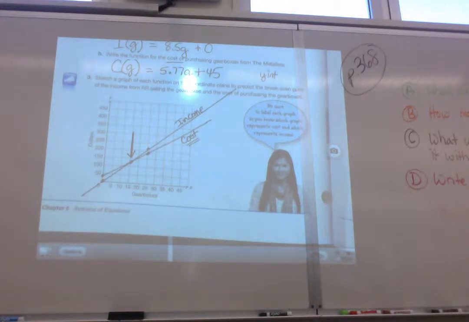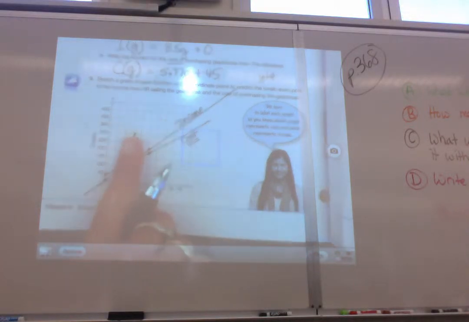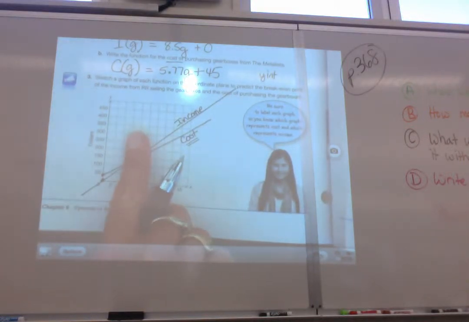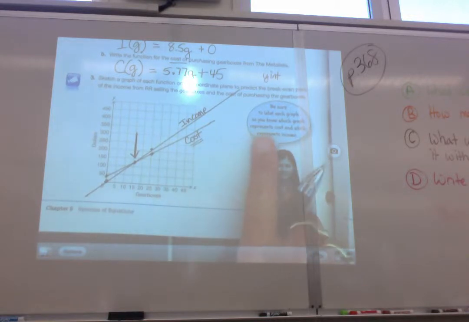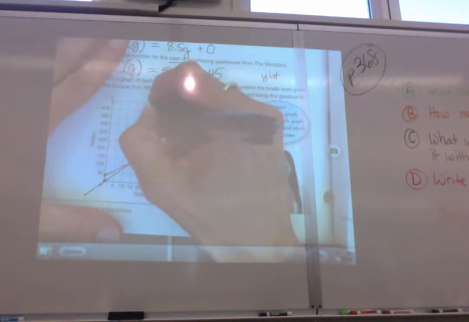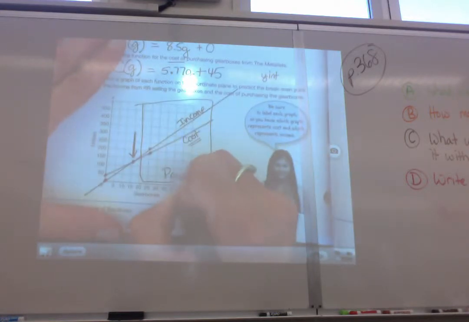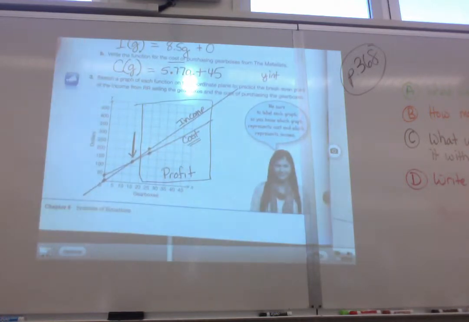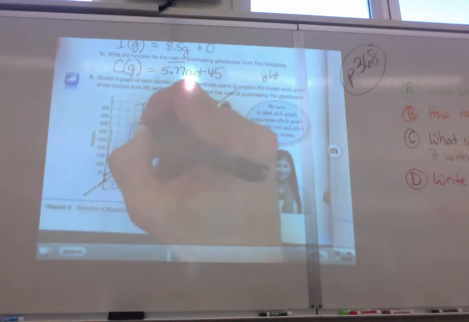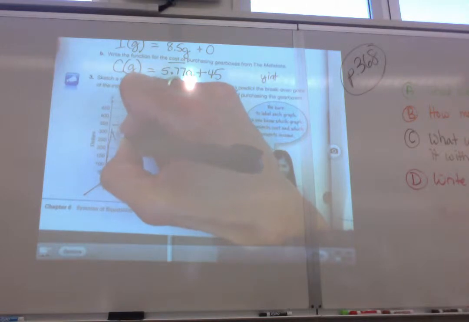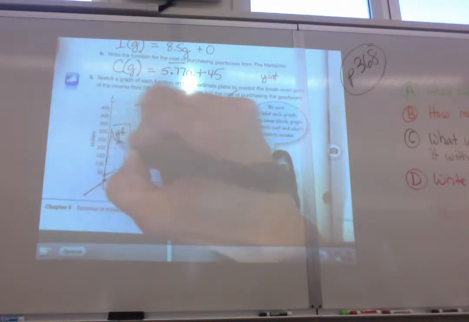16 or 17 actually. Okay, well the break-even point kind of divides the graph into two halves. Are we making a profit over here to the left, or are we making a profit over here to the right? Everybody put a little bit of a box right here. This is profit. Everybody put a little bit of a box right here. This is lose money. Wait a minute.